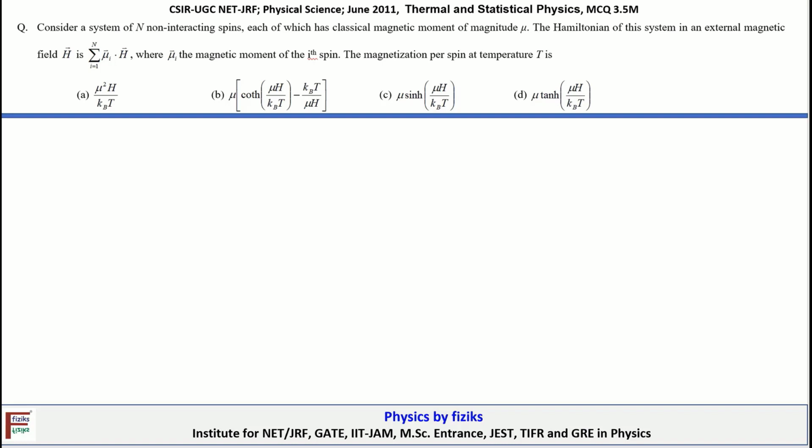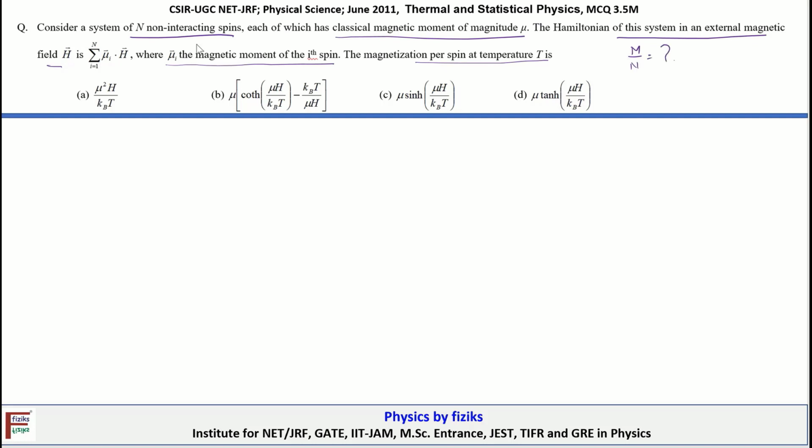So let's take a look at the next problem. The statement is: consider a system of n non-interacting spins, each of which has a classical magnetic moment of magnitude mu. The Hamiltonian of this system in an external field H is given as minus the sum of mu_i dot H, where i ranges from 1 to n, where mu_i is the magnetic moment of the ith spin. The magnetization per spin at temperature T is, so that means we have to find the magnetization per spin. What is this equal to?